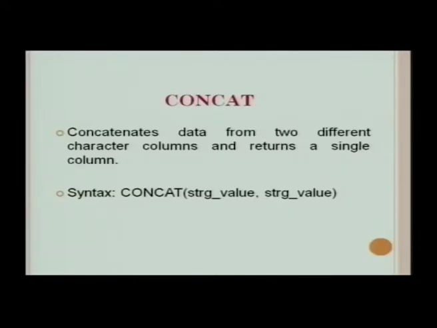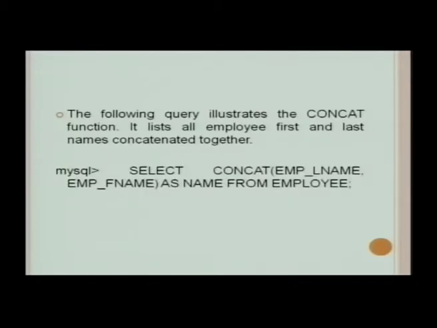The concatenate function, as I told you, works upon two different columns, combines them, and returns a single value. The syntax is concatenate(string_value1, string_value2). Both string values are combined and presented as one string value as a whole. This is an example which illustrates the concat function. It lists all employee first and last names concatenated together.